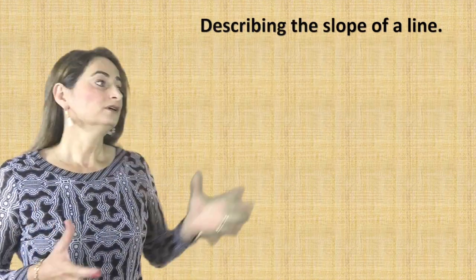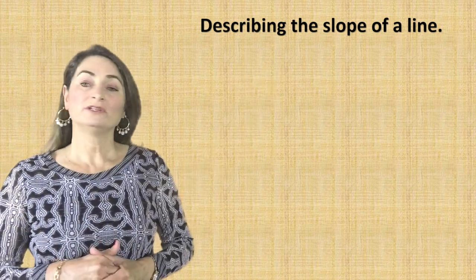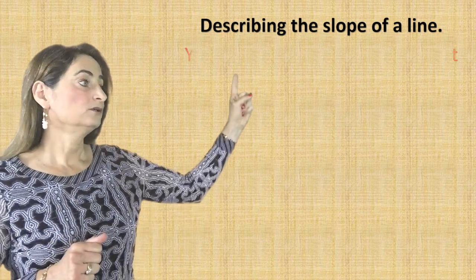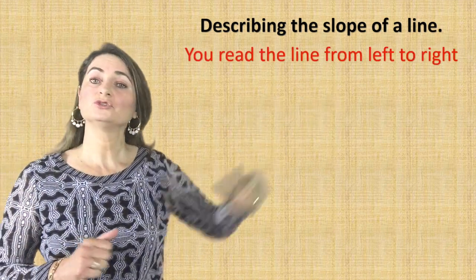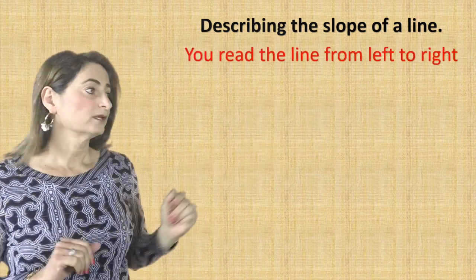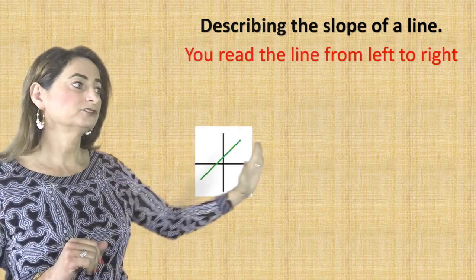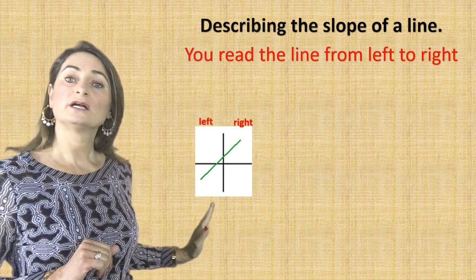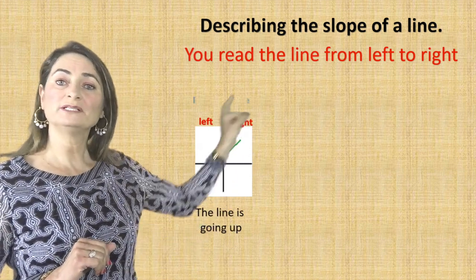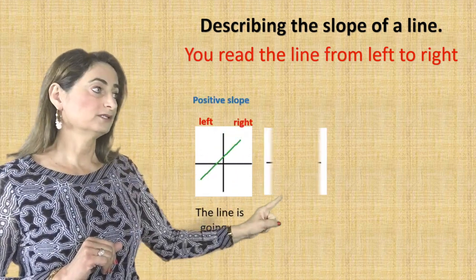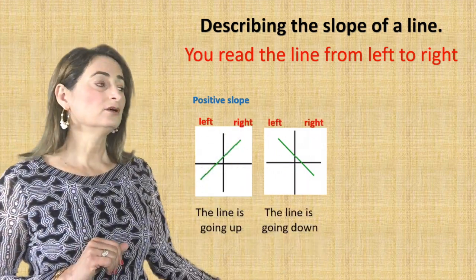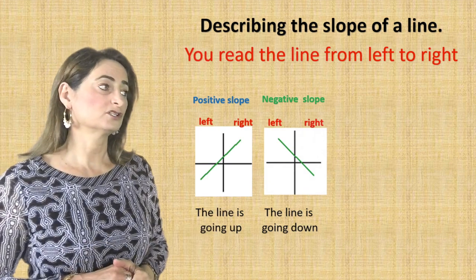How can you describe the slope of a line just by looking at the graph? Remember this: you read the line from left to right, just like you read your book. Here's a graph. Read it from left to right. What's happening to that green line? The line is going up from left to right, which means it's a positive slope. Now the second one, the line from left to right is going down, which means it's a negative slope.